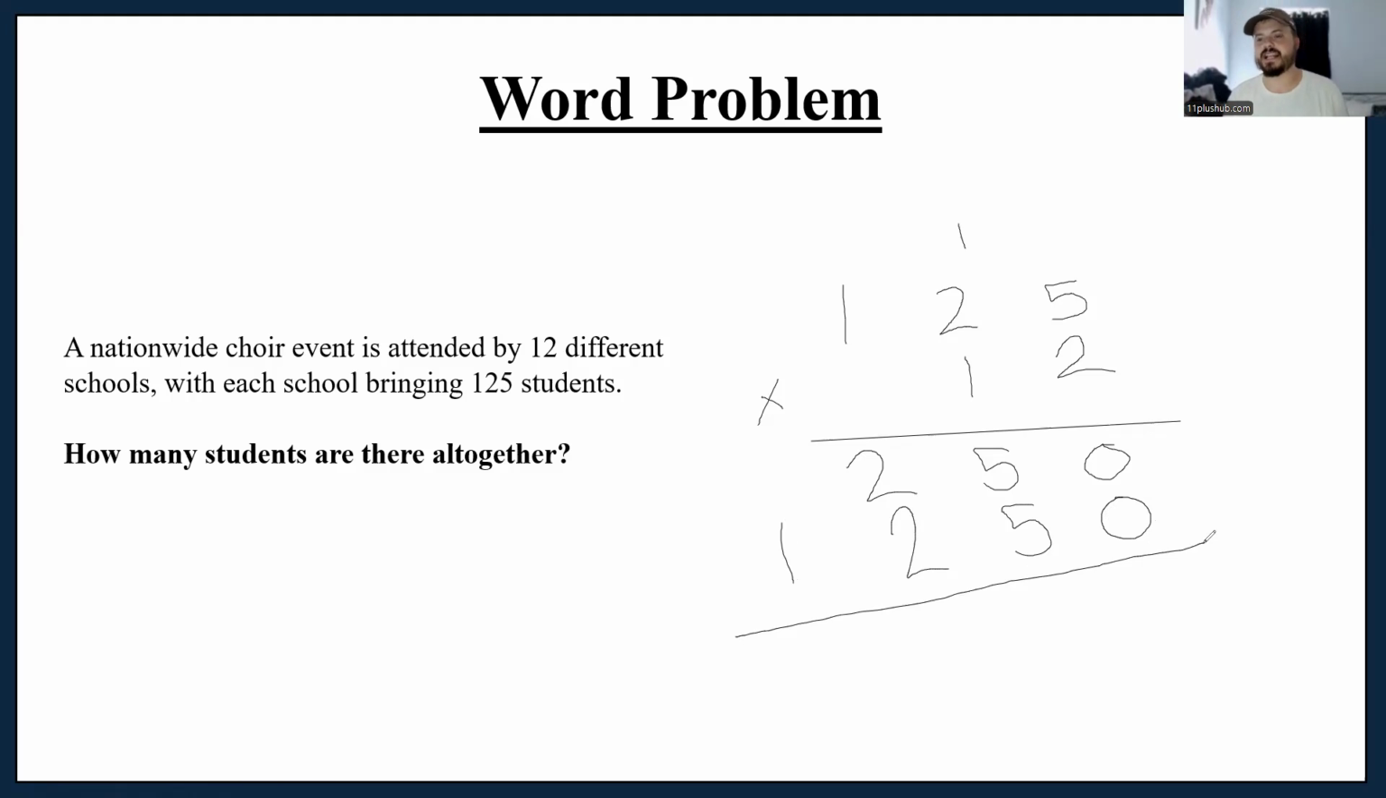Okay, and finally, let's combine the numbers. So 0 plus 0 is 0, 5 plus 5 is 10, carry the 1 over, 2 plus 2 is 4, add the one that we carried over is 5, and then 1 plus nothing is 1. 1,500 is the answer, okay?